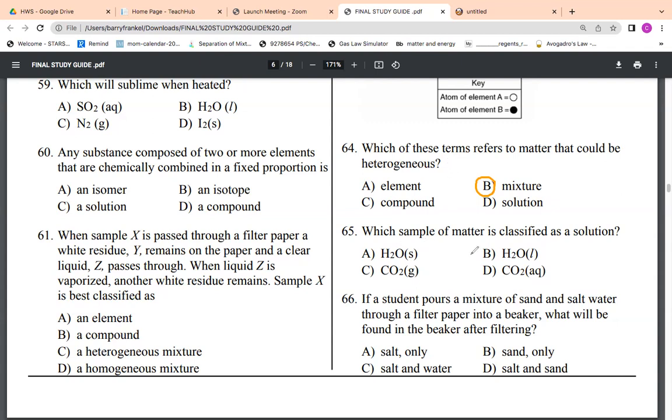Okay. Which sample of matter is classified as a solution? Again, a solution is a homogeneous mixture. This means that something has been mixed with water. This is something that is aqueous. So choice D. All right.